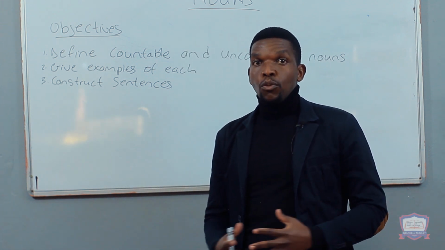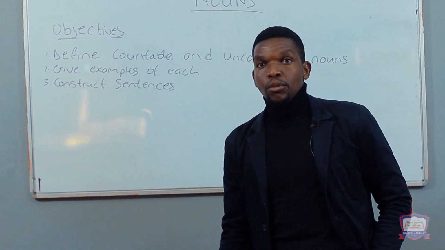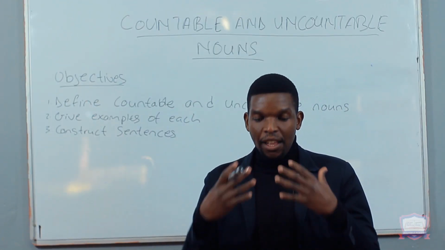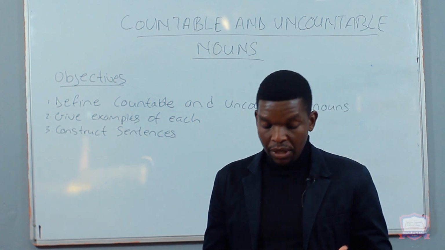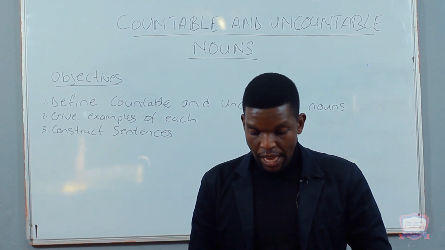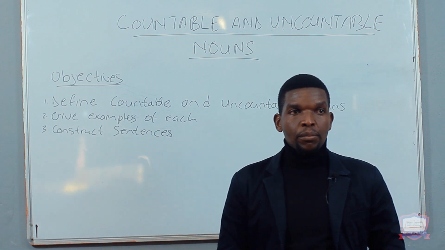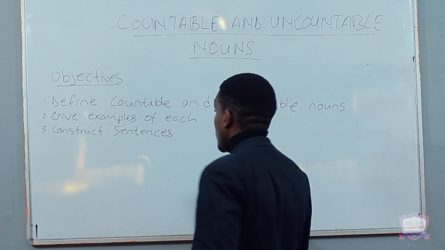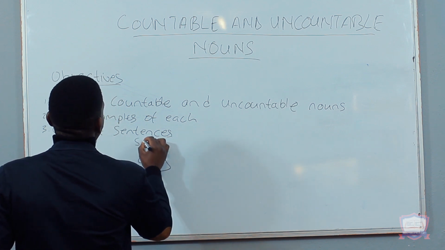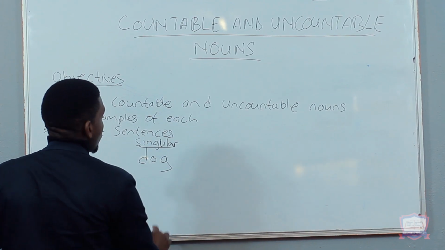Well, with that said, we can move on to our new topic, that is countable nouns and uncountable nouns. Countable nouns are the things that we can count using numbers. We can also say that they have a singular and a plural form. An example of such can be a dog. This is the singular form.